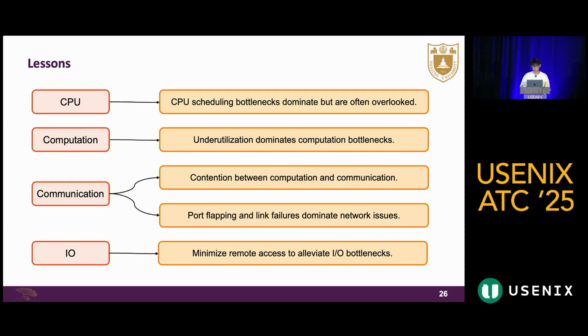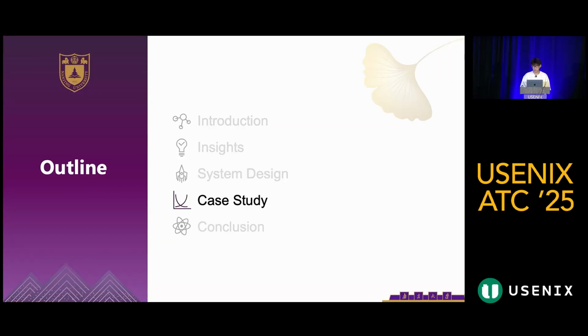And for communication, a common trap is performance degradation caused by resource contention when trying to overlap it with computation. At the physical network layer, the most common problem was actually simple hardware faults, like port flapping and link failures. Finally, for I/O, the most effective strategy is to minimize remote data access to reduce overhead. And with these lessons, we are able to systematically tackle complex optimization problems.